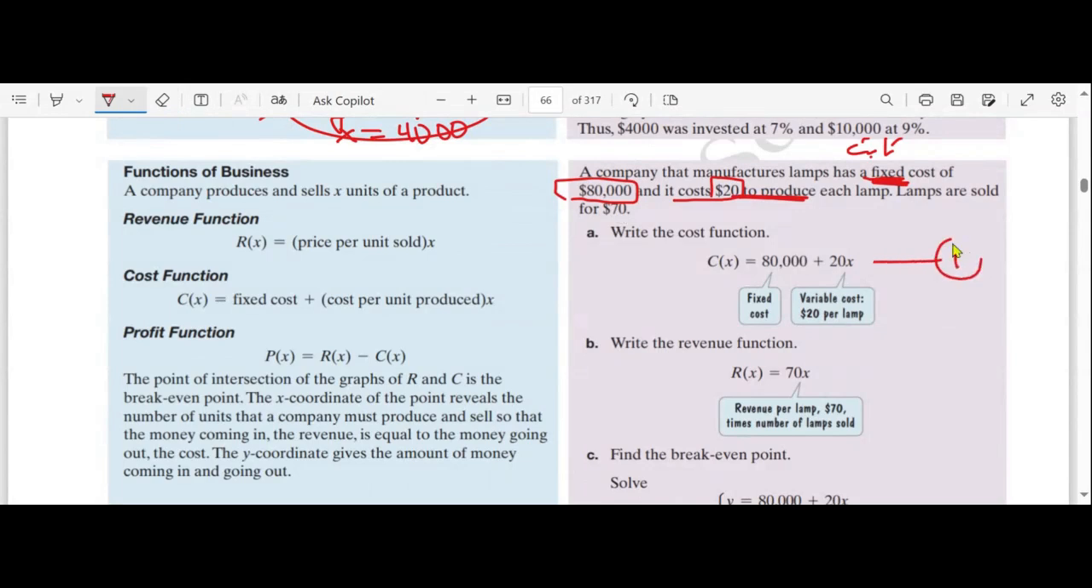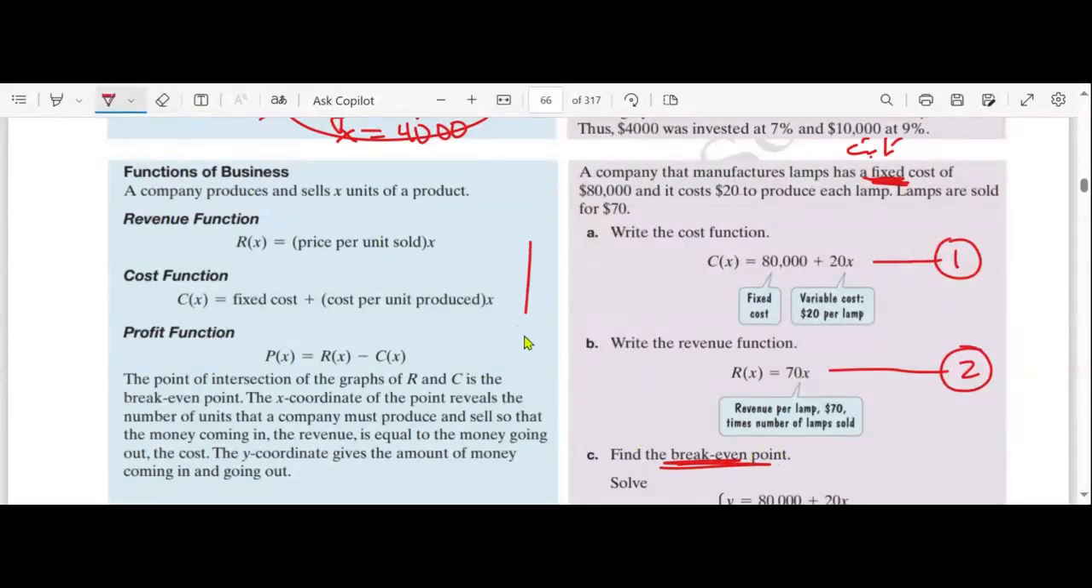Equation number 1. Now the revenue. How much do you sell each lamp for? $70. So the revenue equals 70 times how many lamps you are selling: 70x. So that's equation number 2. Good. Now he said find the break-even point.